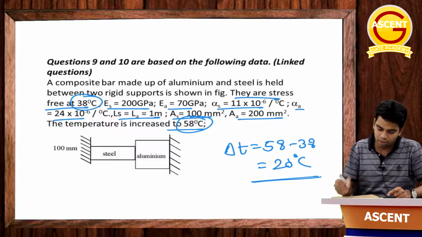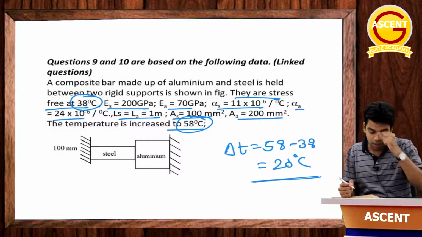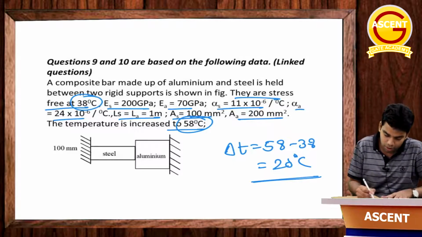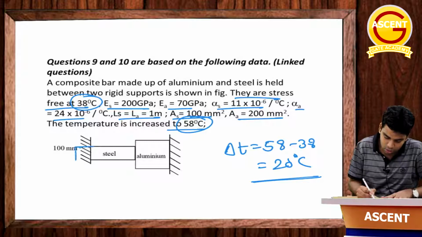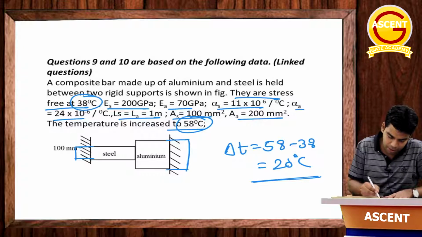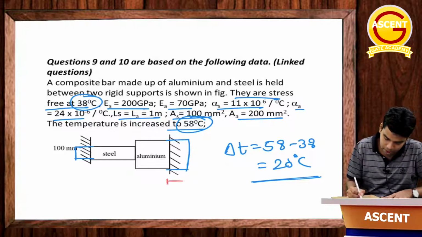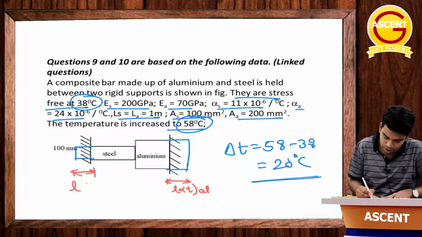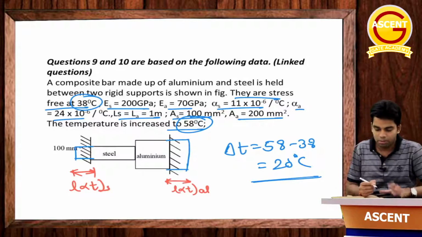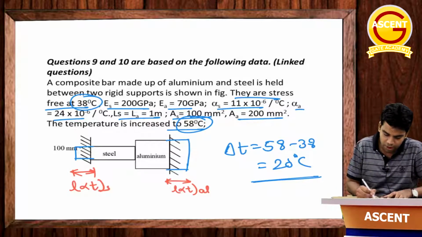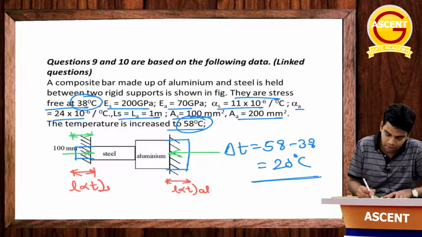We have to determine the support reaction. Now what will be the support reaction? The same thing we can do: if it was free to expand or contract, then what would have been the expansion? If it was free to expand, aluminum would have expanded by Lα T of aluminum and steel would have expanded by Lα T of steel. But since both ends are fixed, the fixed points will apply a load which will try to compress this much length, ΔL of steel and ΔL of aluminum.